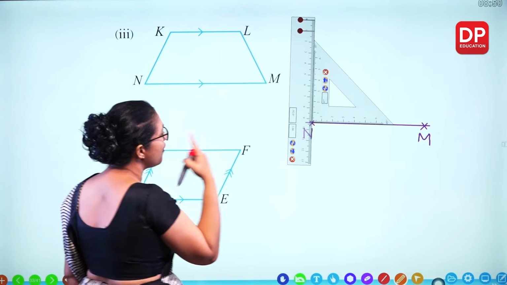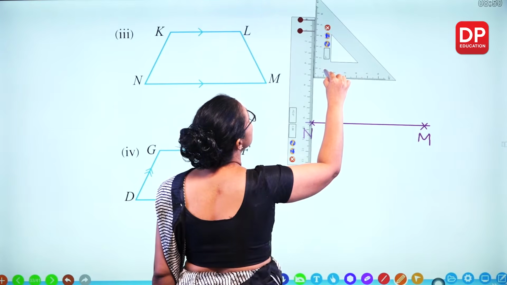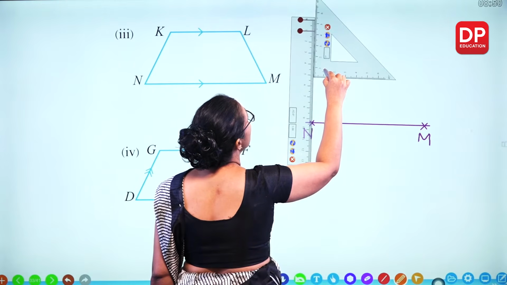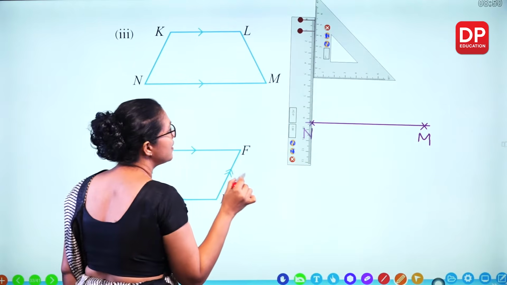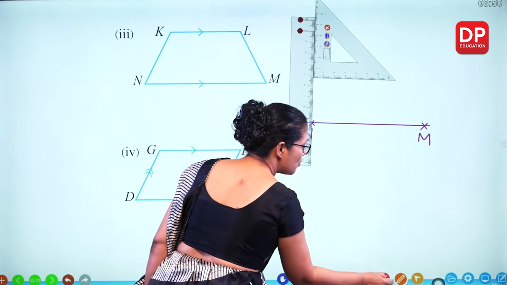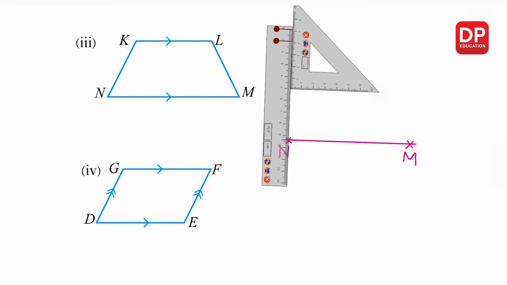And then you can drag the set square up so that you can draw the other line parallel to MN. So I can take the ruler and draw the straight line.